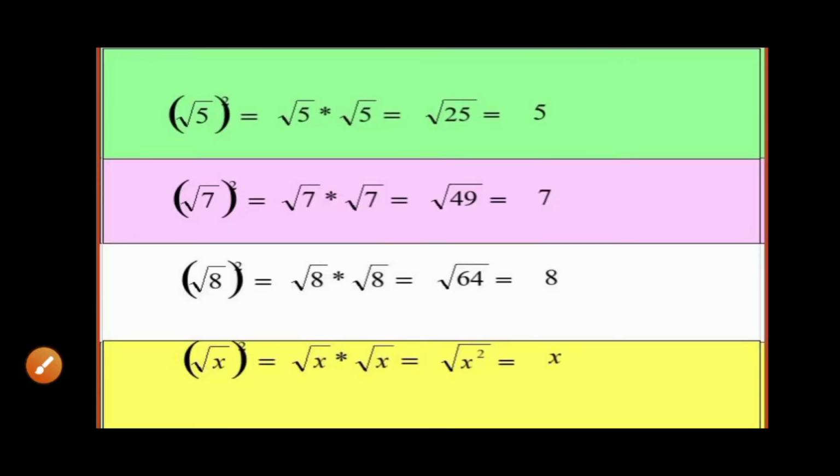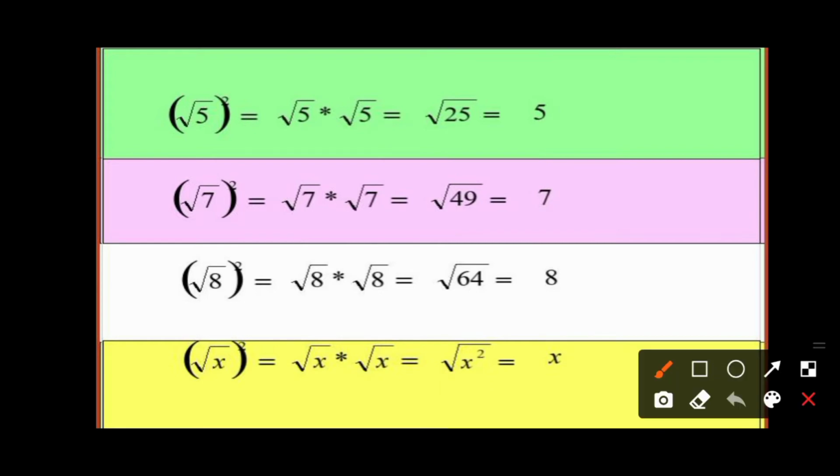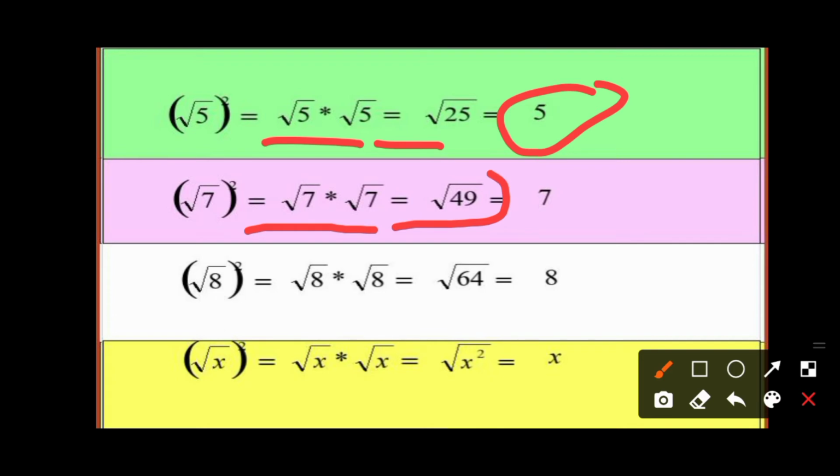So another example, quantity square root of 5 squared equals 5 times 5. 5 times 5 equals 25. So the square root of 25 is 5. And quantity square root of 7 squared equals 7. Square root of 7 times square root of 7 equals square root of 49. The square root of 49 is 7.